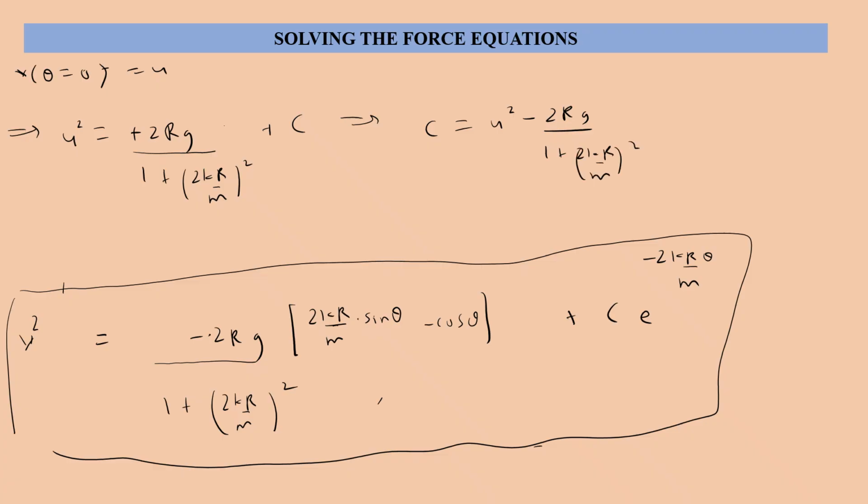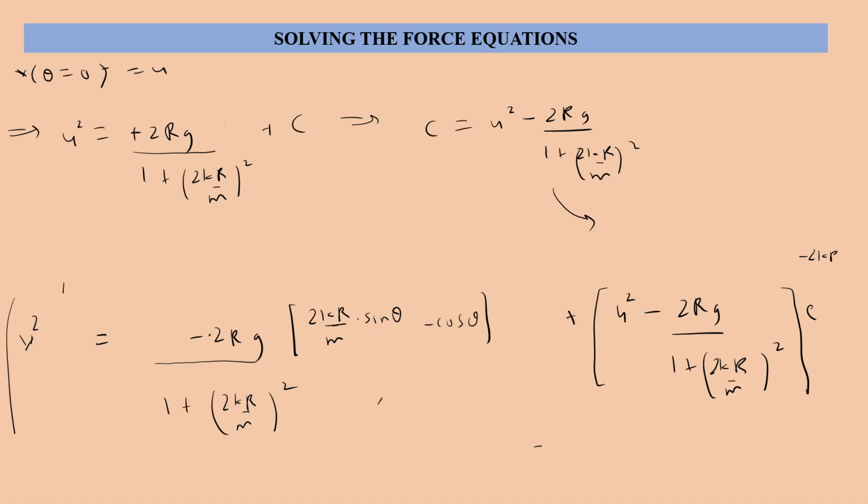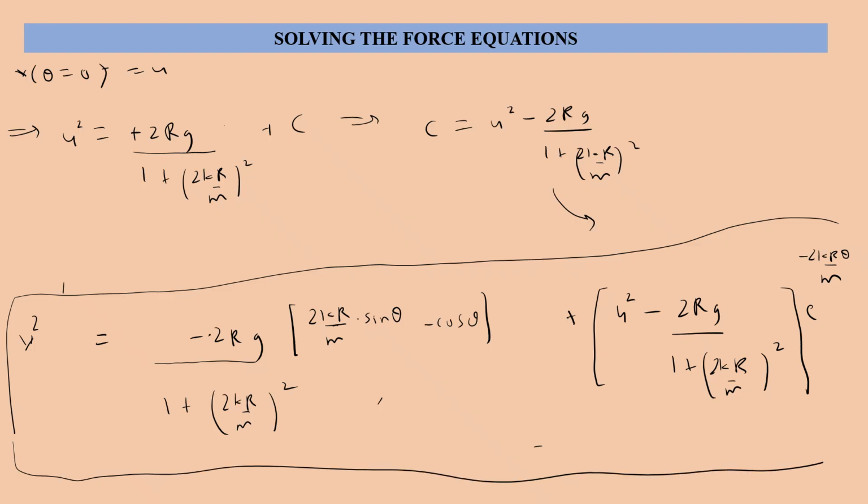So I can write c here to complete my general solution: u square minus 2rg over 1 plus 2kr upon m whole square, complete, multiplied by e to the power negative 2kr theta divided by m. So that completes my solution for v as a function of theta.